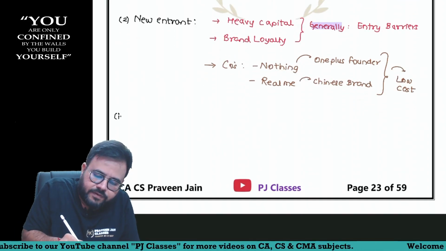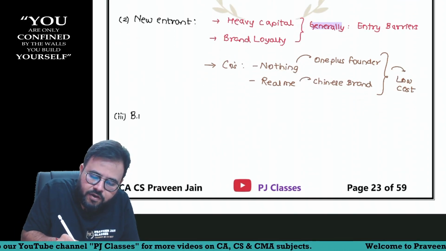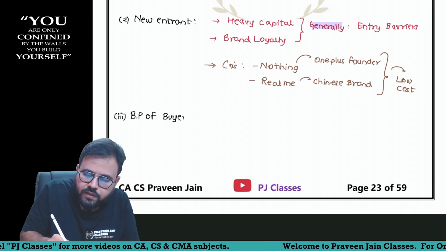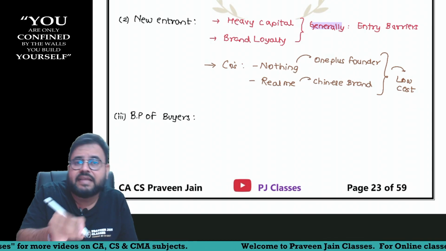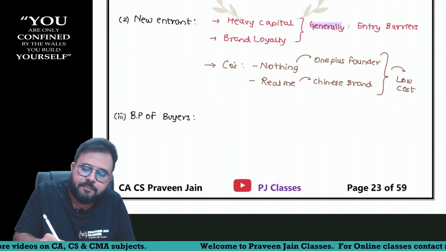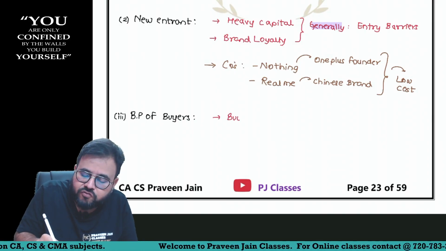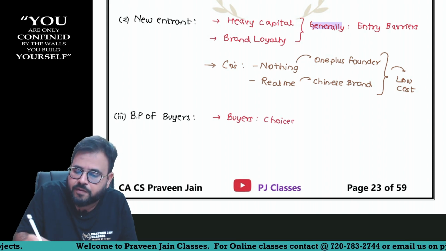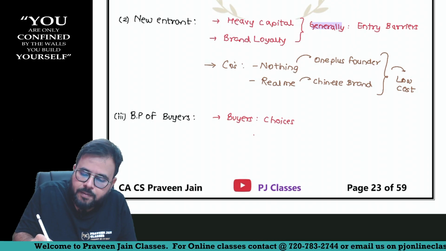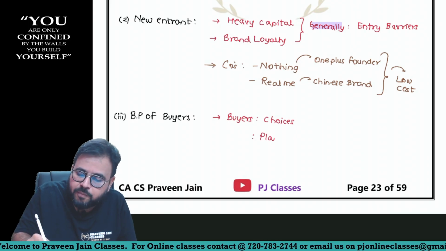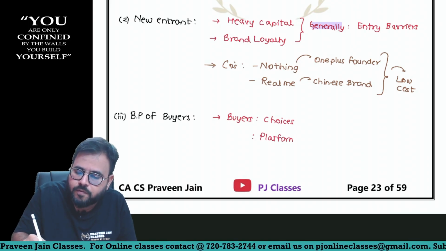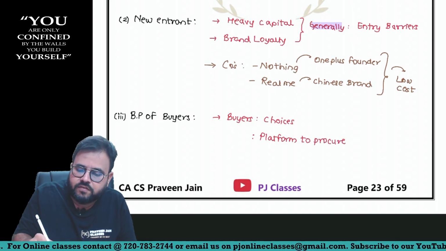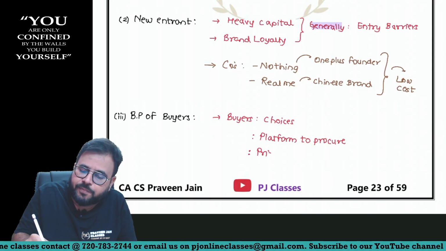Third point, sir. Tell me, bargaining power of whom? Suppliers. Or first we will talk about buyers. Do you think bargaining power of buyers is there or not there? Can I say buyers are having many choices? Buyers are having many choices, sir. Similarly, buyers have many platforms to procure products. Sir, pricing is also transparent nowadays.